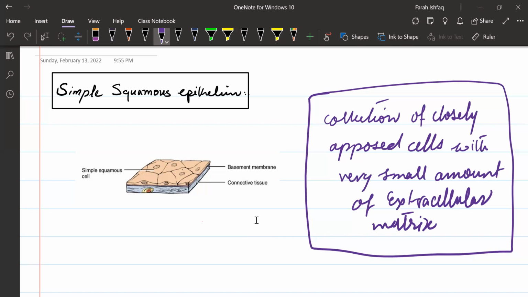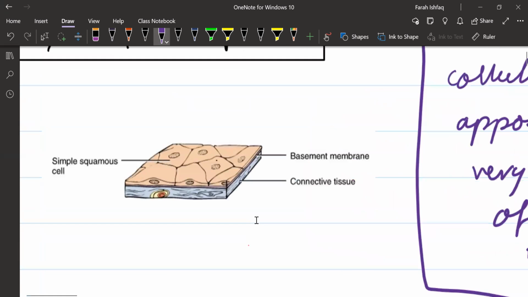Now the simple epithelium is the type of epithelium with thin flattened cells which are roughly polygonal in outline. The free surface of each flat cell faces a cavity or a lumen, while the basal surface rests on the basement membrane. So here you can see the free surface is facing a lumen. This is the free surface, and it is roughly polygonal in shape, and the basal surface is resting on the basement membrane. And beneath the basement membrane, there is always a connective tissue layer.